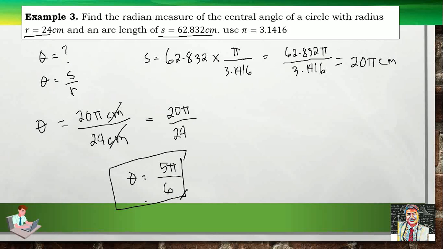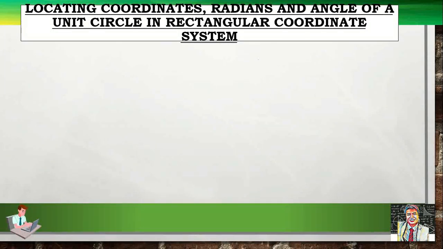So, let us proceed. So, in next lesson, we will be locating the coordinates, radians, and angle of a unit circle in rectangular coordinate system. So, alamin natin yung standard coordinates, paano ba kinukuha yung standard coordinates, standard radians, and standard angle under unit circle. So, hindi lahat ng given angles doon makukuha natin. Meron lang mga standard angles doon at na merong equivalent na standard radians at standard coordinates. So, yun yung pag-aaralan natin for today.